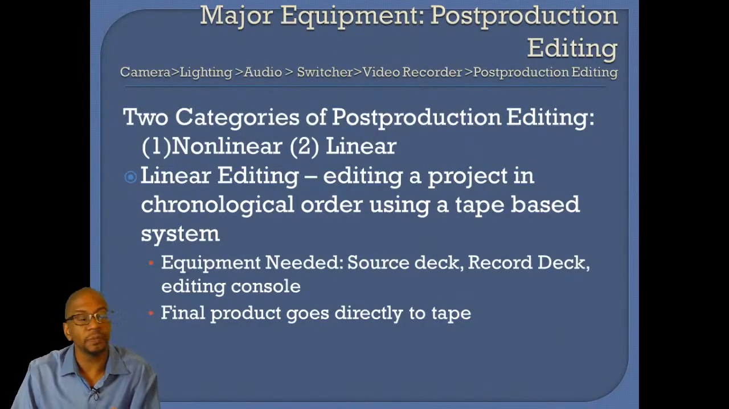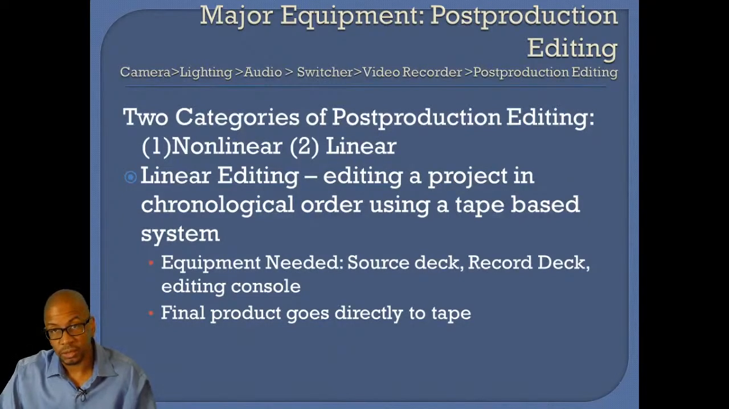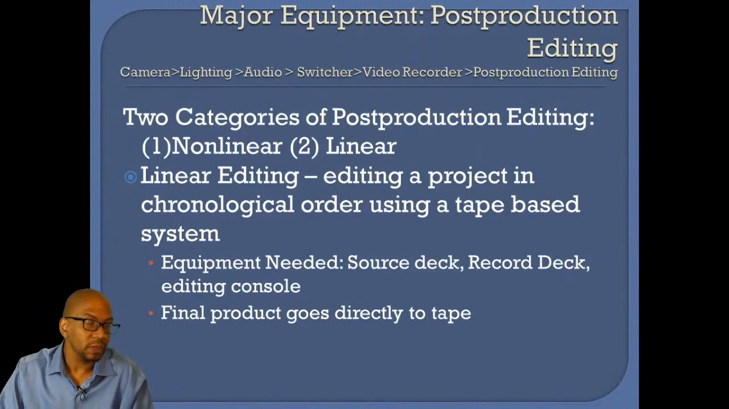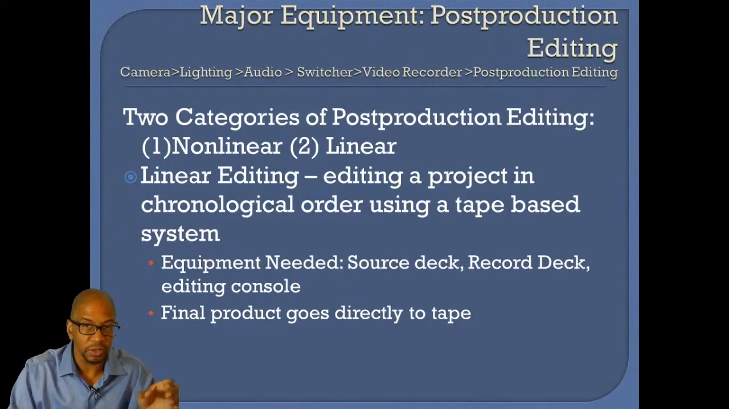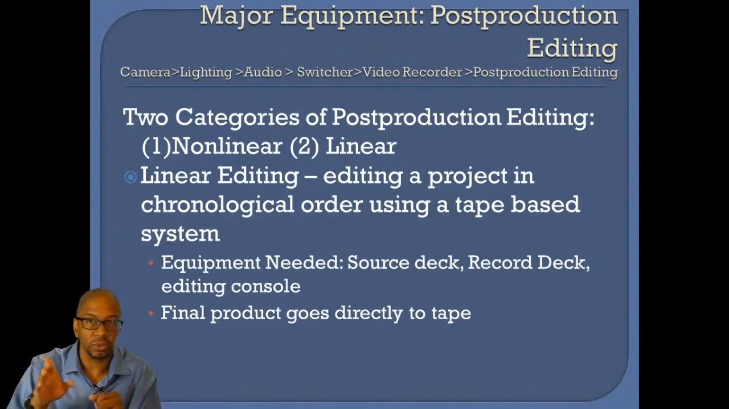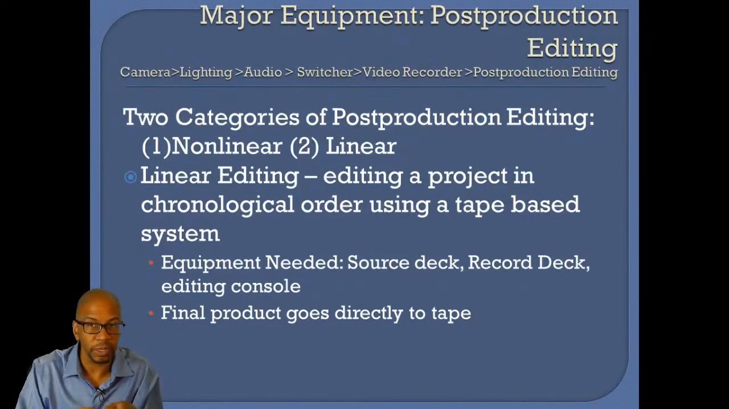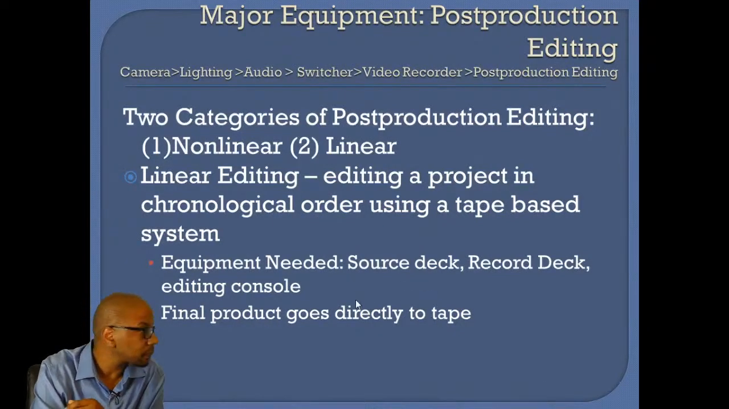Some of the things that are needed, and you'll see an image of this: a source deck, basically a deck to put your raw footage tape into. Your record deck, where those pieces of video that you want to use from your source deck get selected and recorded onto the tape. Your editing console is how you shuffle back and forth between decks. And of course, it finally goes into a tape format.